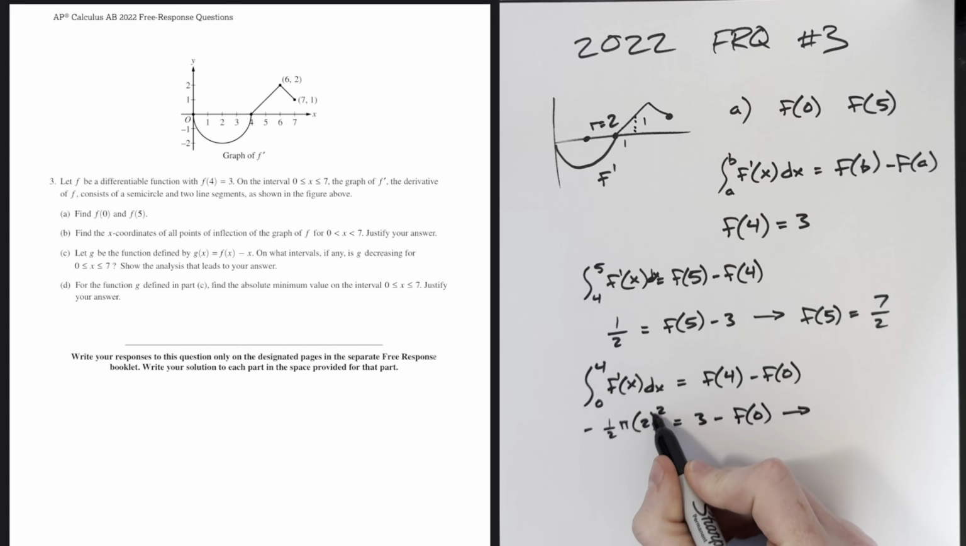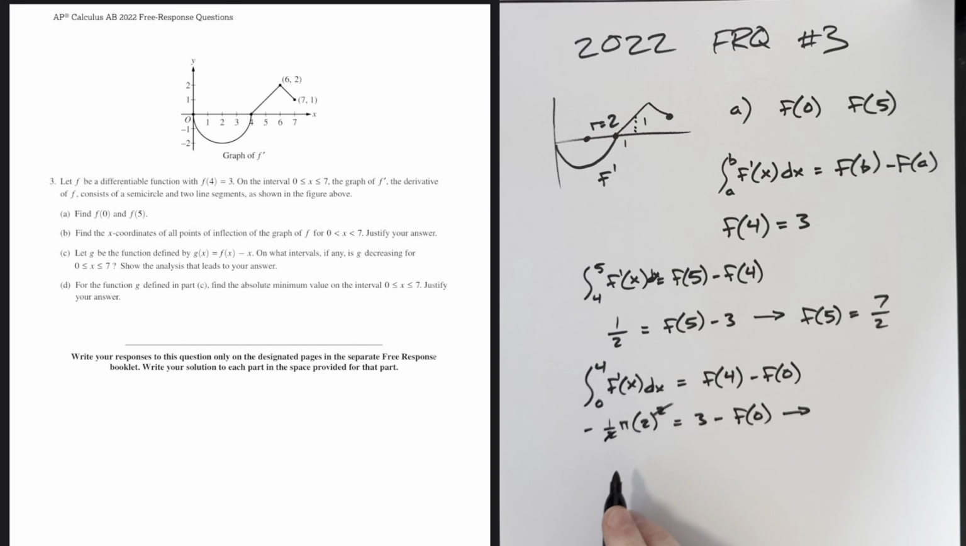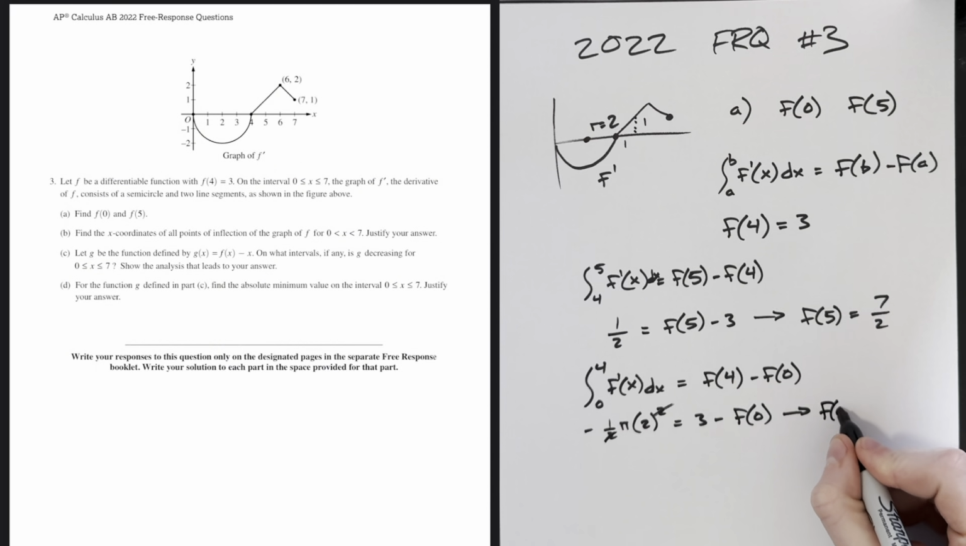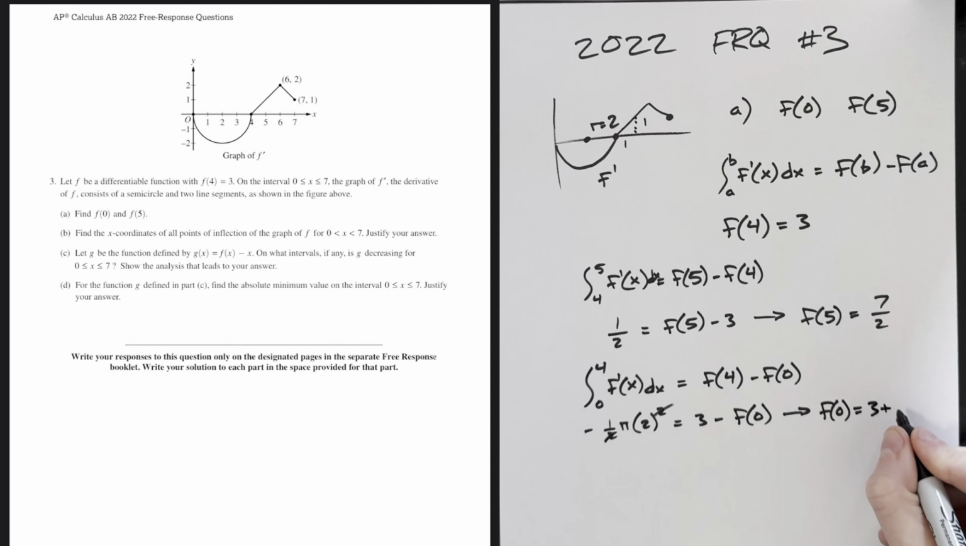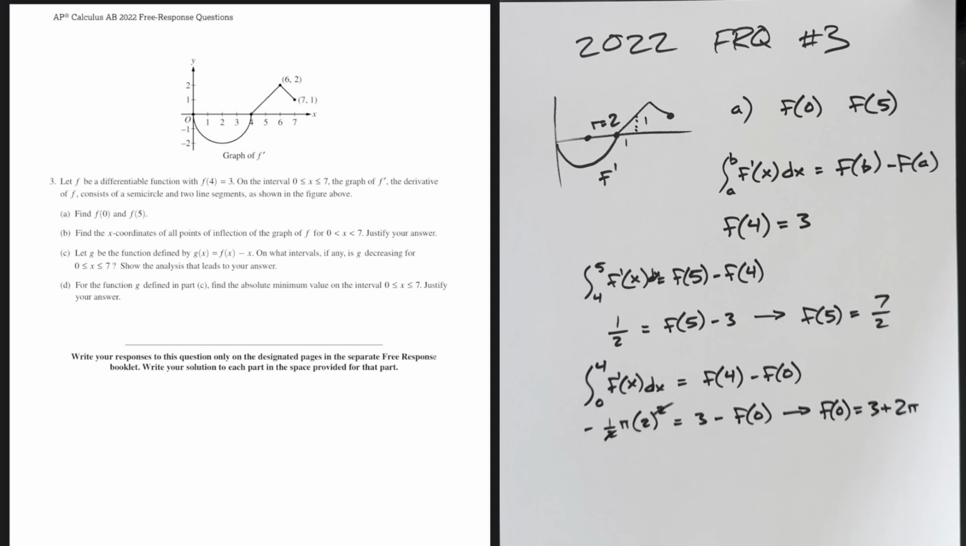Simplifying this out, one of those 2's will cancel out, and I will get 2 pi. So when I add it over, I get f of 0 equals 3 plus 2 pi. So that is our value of the function at x is equal to 5 and x is equal to 0. So not too bad overall. Not really seeing any issues there. So that is part A. A little bit difficult, honestly, finding these 2 points, but I think it could be a lot worse, right? That one's also worth 3 points, so it works out pretty well for us.